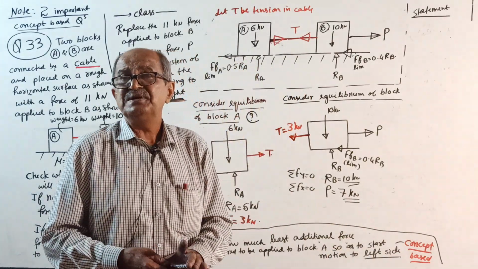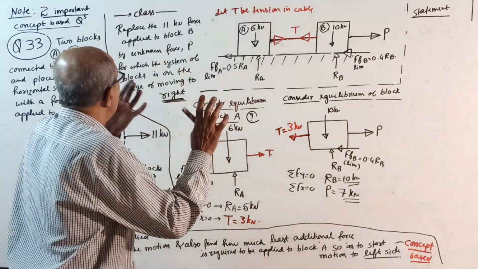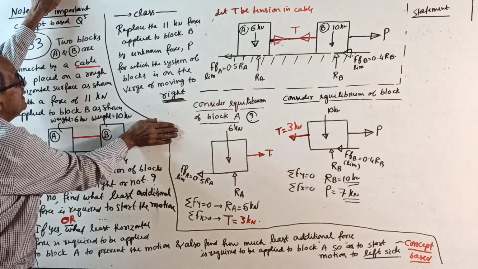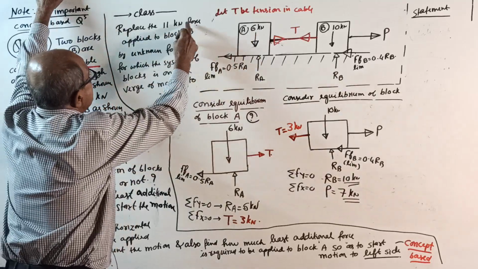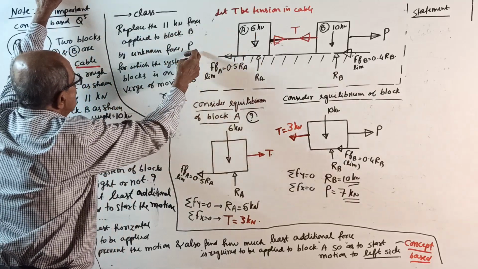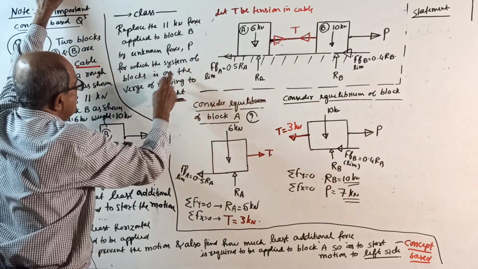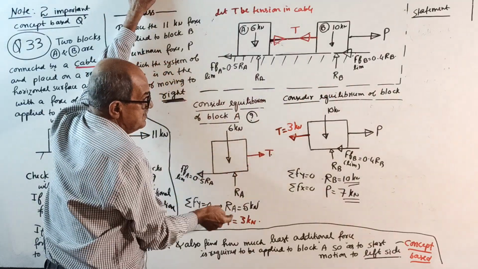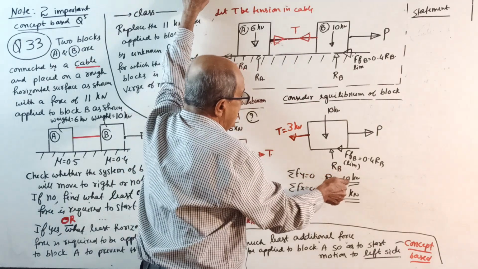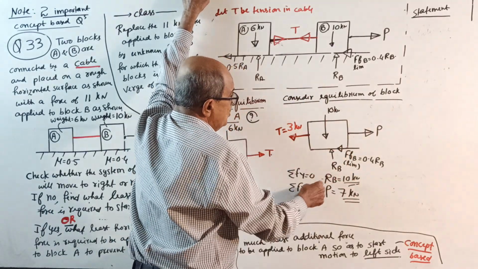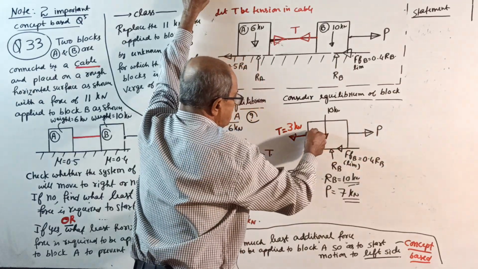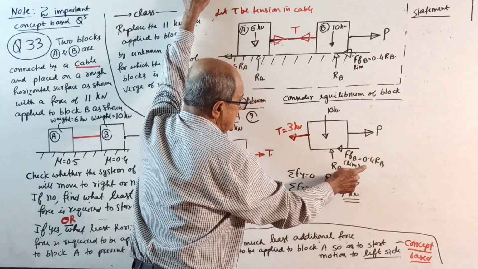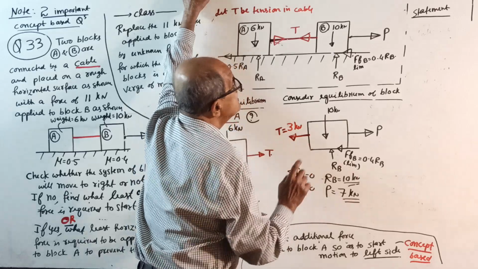I'll solve first, I'll give the statement later. Once again, replace 11 by a force P. Replace the 11 kN force applied to block B by unknown force P, for which the system of blocks is on the verge of moving to right side. Put the sketch. This will remain the same. Here it will become very simple now. RB equal to 10, sigma Fx equal to 0, no resolution, plus P minus 3 minus 0.4 RB equal to 0. Substitute RB equal to 10. 0.4 times 10 is 4. P will come 7 kilonewton.